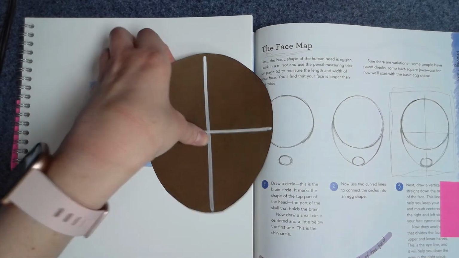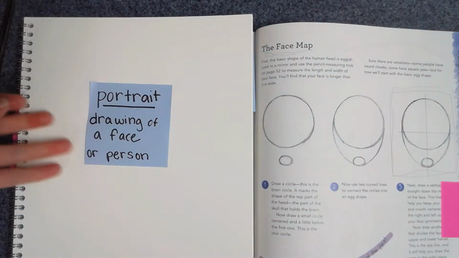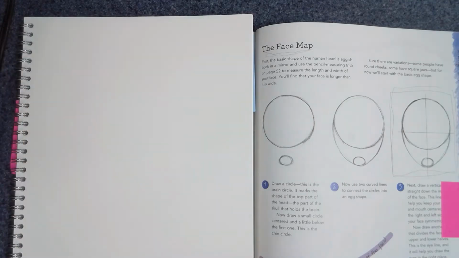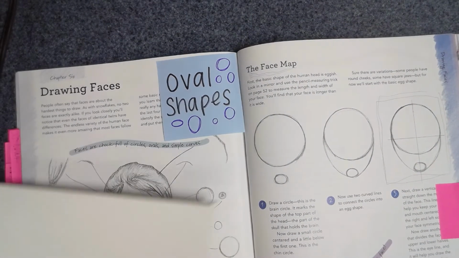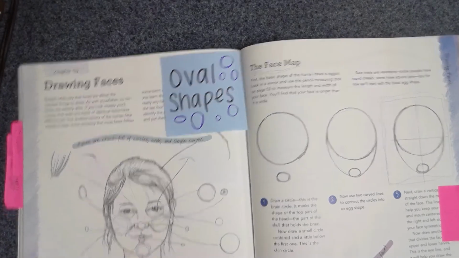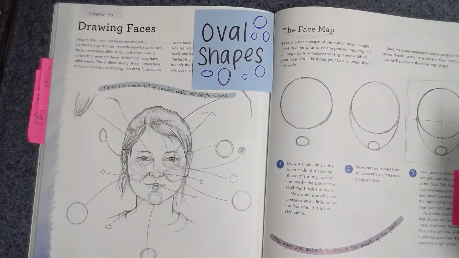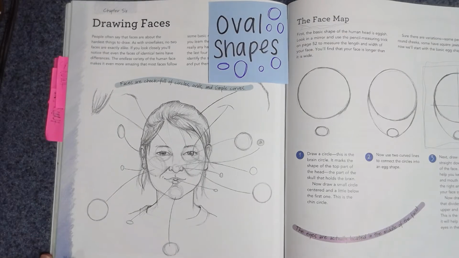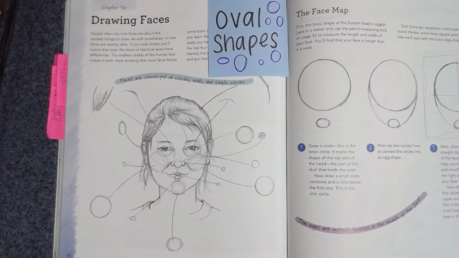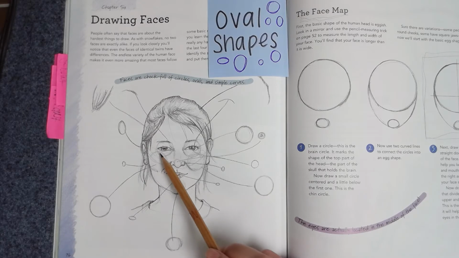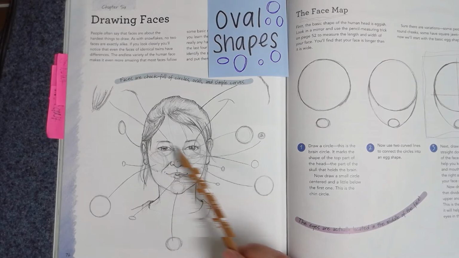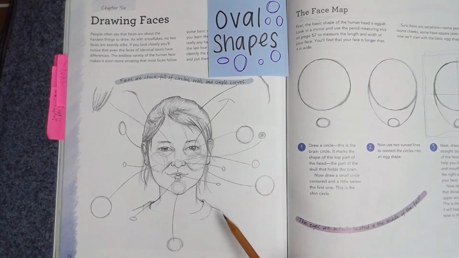To get started, we're going to draw a bunch of oval shapes. This page in the book has a lot of good examples of oval shapes and where they are in the face. We're not going to draw a bunch of straight lines, we're going to draw a bunch of curved lines. There's curved lines in the chin, cheeks, eyes, even the eyeball.